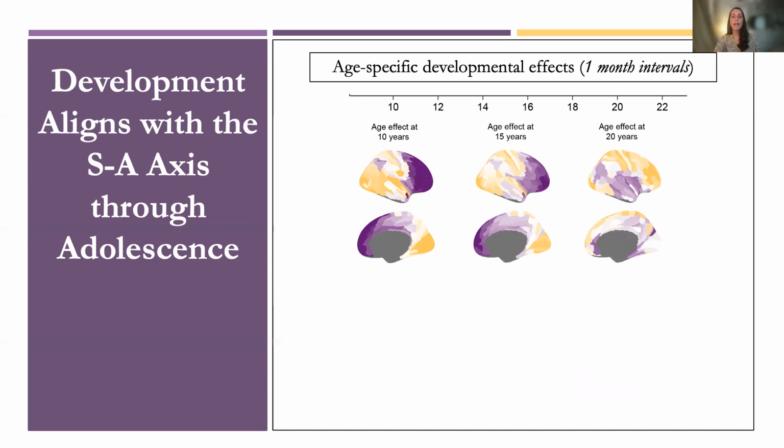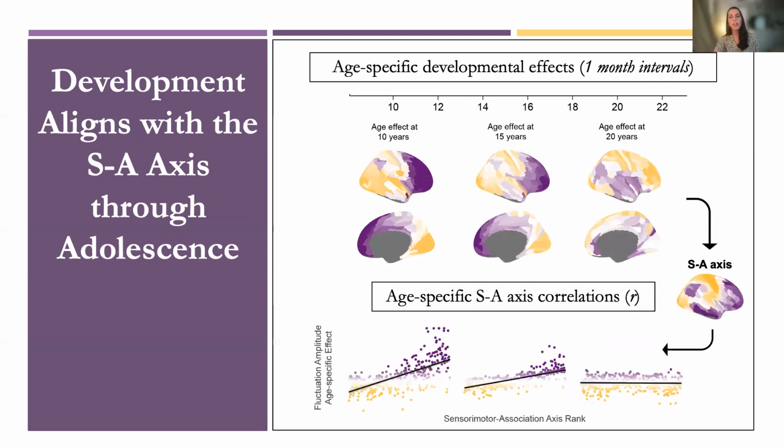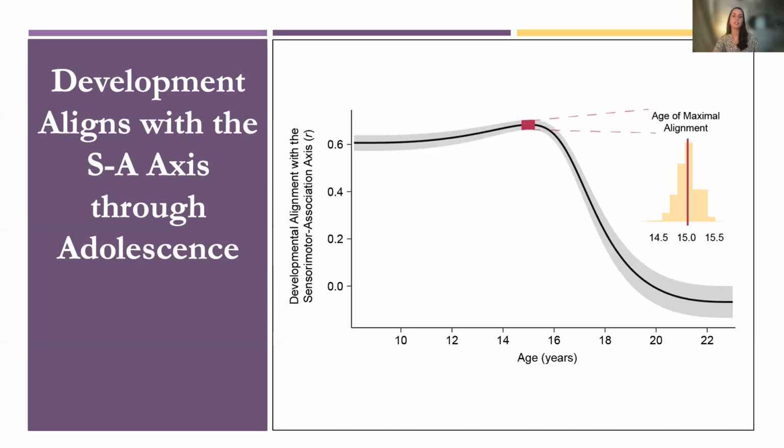We then correlated age-specific developmental effects with SA axis rank. This approach generates age-specific correlation values that quantify the extent to which fluctuation amplitude maturational change is spatially ordered along the SA axis at a given developmental time point.